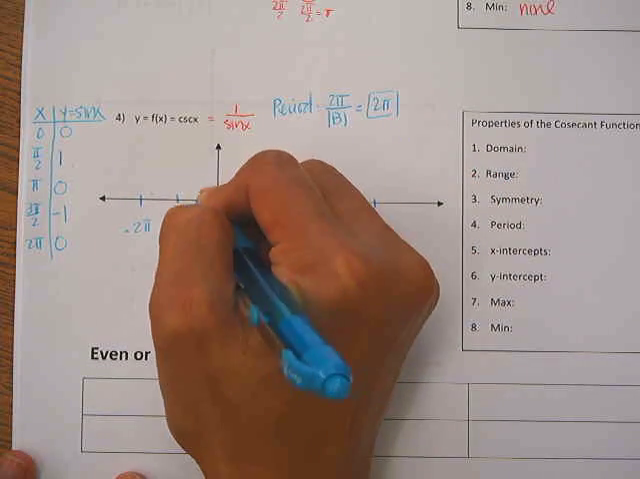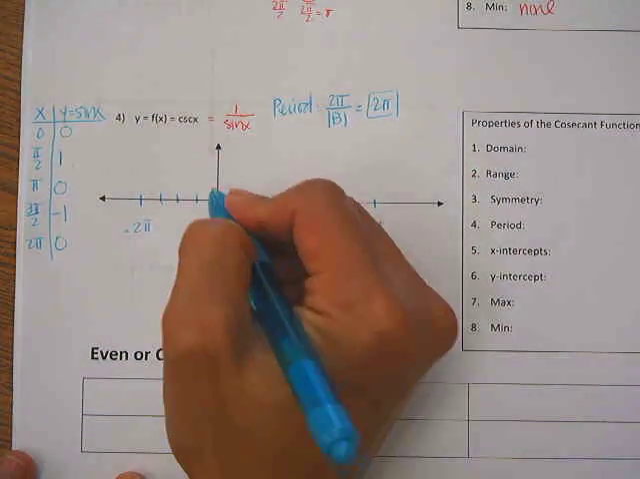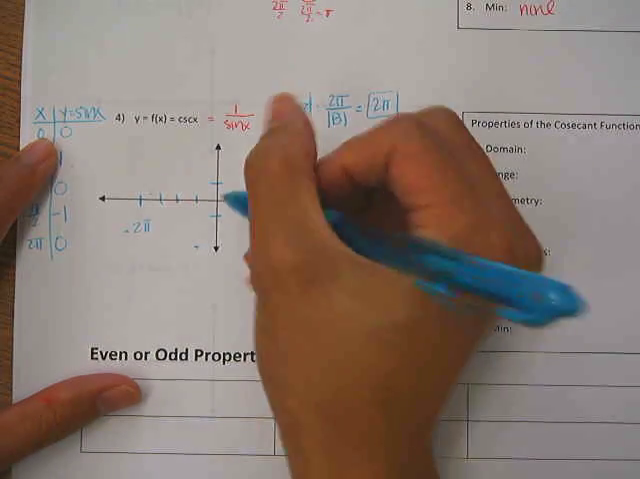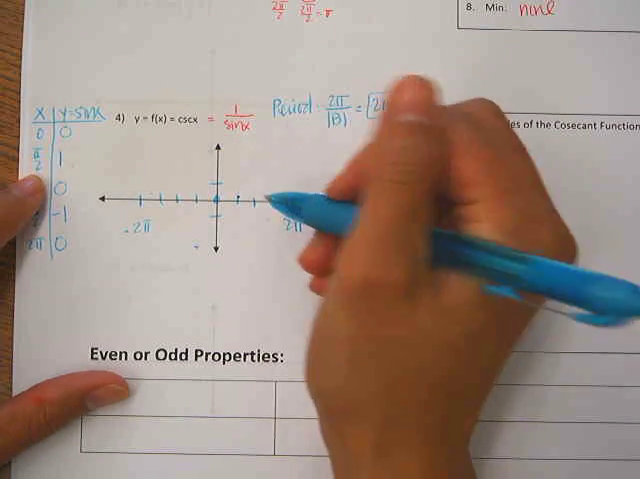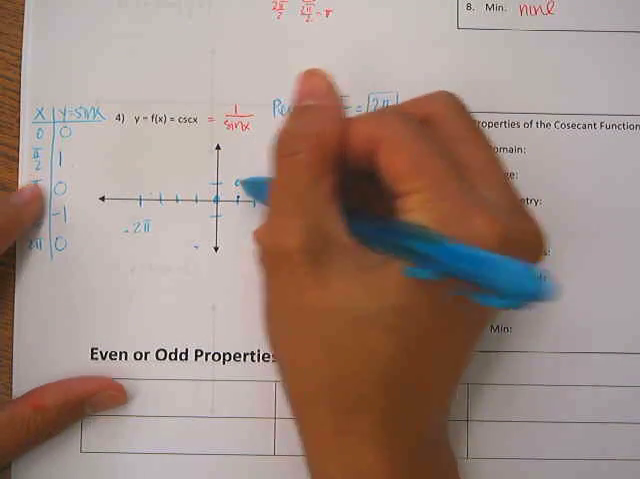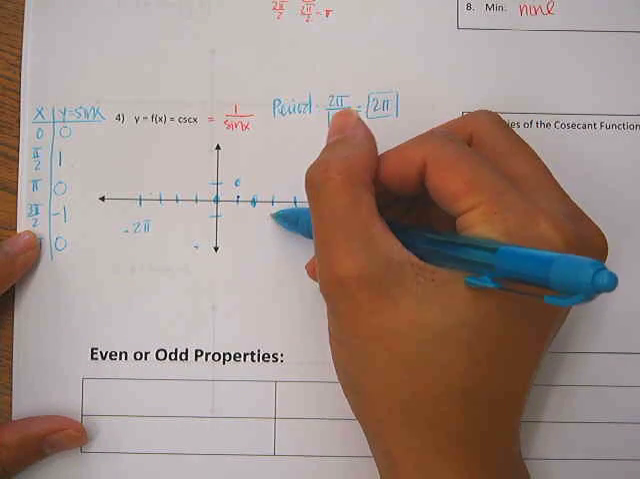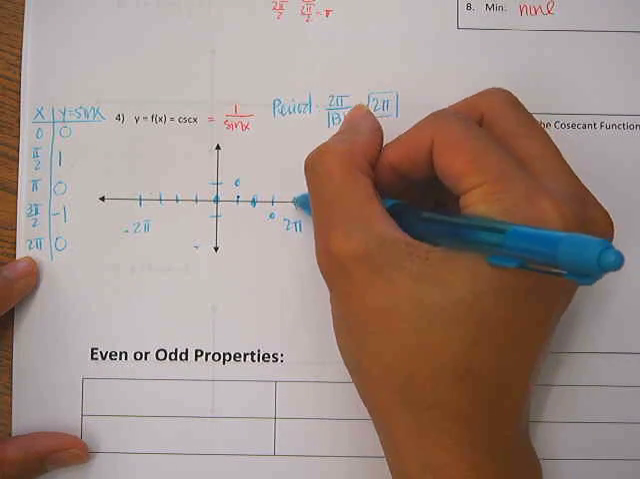Okay, so here we go. I'm going to go up at 1. I'm going to go down at negative 1. Alright, so sine is 0, staying at 0. Pi over 2, I'm going to go over 1. Pi, I'm going to be at 0. 3 pi over 2, I'm going to go negative 1. And back at 2 pi, staying at 0.